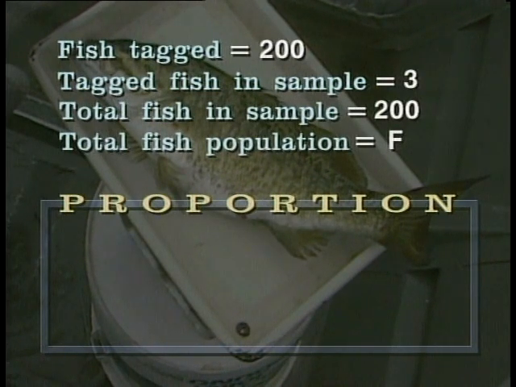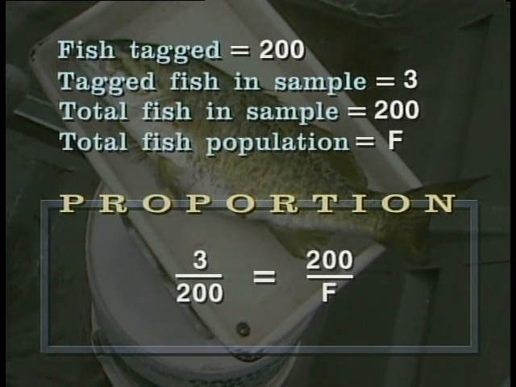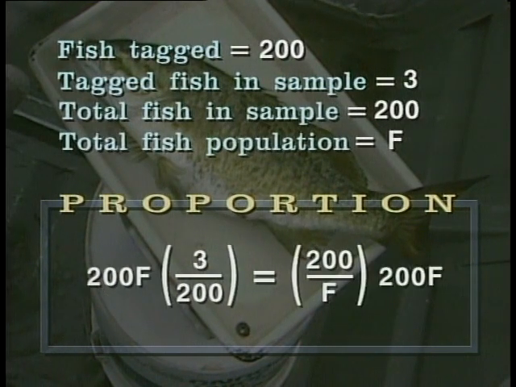So how's that work in our fish problem? Well, we know that 3 of the 200 fish caught in the sample were tagged. So this ratio, 3 over 200, is representative of the proportion of tagged fish in the lake. Since we know that there were 200 fish originally tagged, we can set up a proportion. 3 is to 200 as 200 is to F, our unknown fish population. Now we have an equation we can solve. Since it contains fractions, let's eliminate them by multiplying through by the common denominator, 200F, and reducing the resulting fractions.